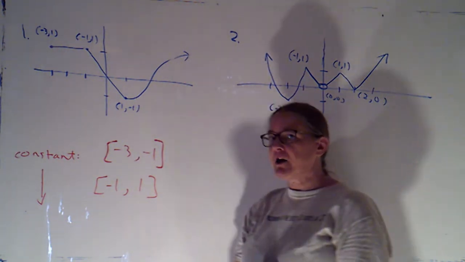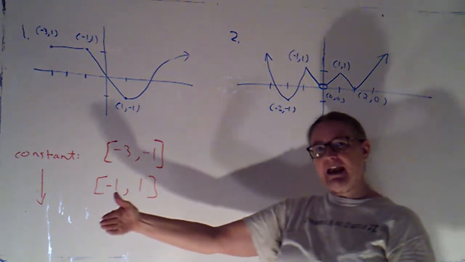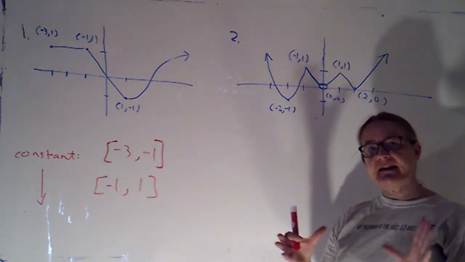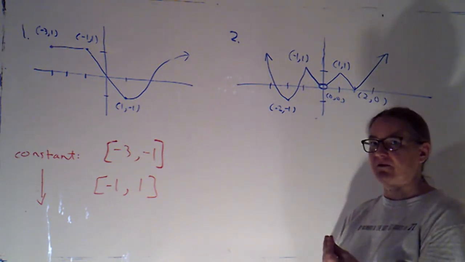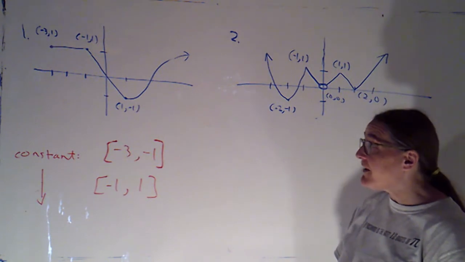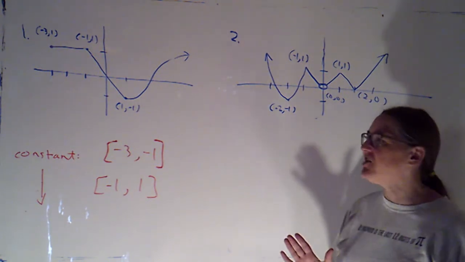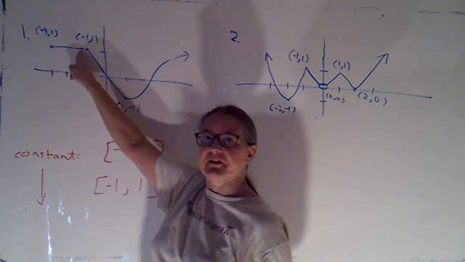So remember, functions, each input, each x, has to have a unique output or a unique y value associated with it. So I can identify where I am on the function by identifying the x values. Identifying the y values doesn't necessarily put me at a unique location. If I say my y value is 1, I could be anywhere along that interval.